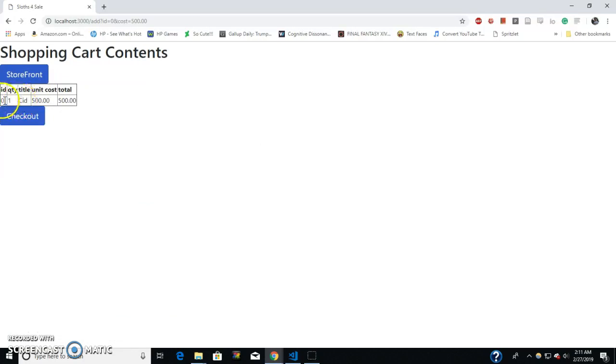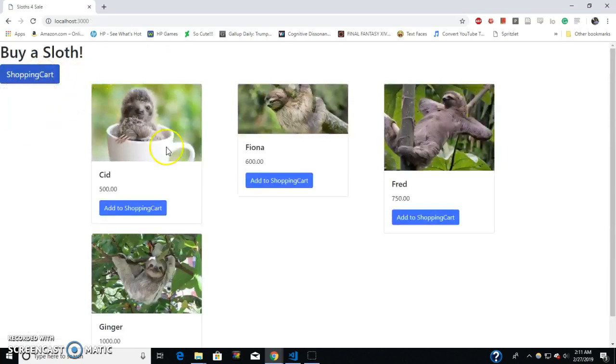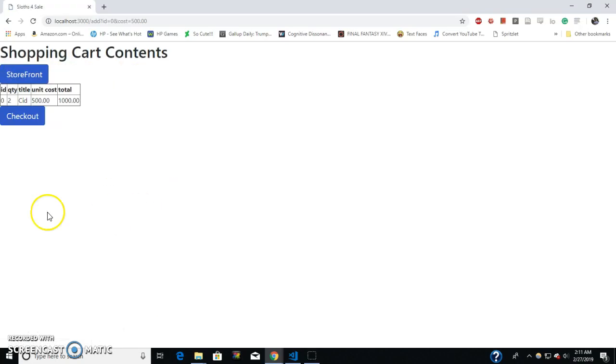a table that has the ID of the sloth, the quantity, the name of the sloth, unit cost, and total cost for that ID. If we were to have a duplicate, we notice that the unit cost would stay the same, but the total cost would alter based on the quantity.